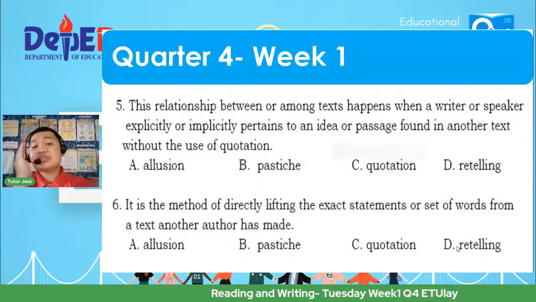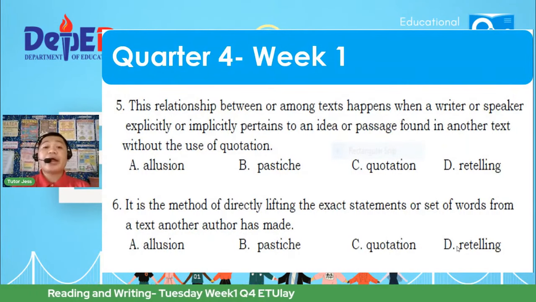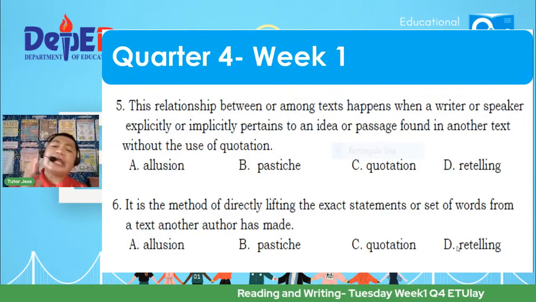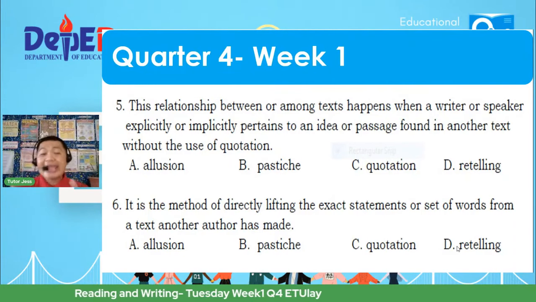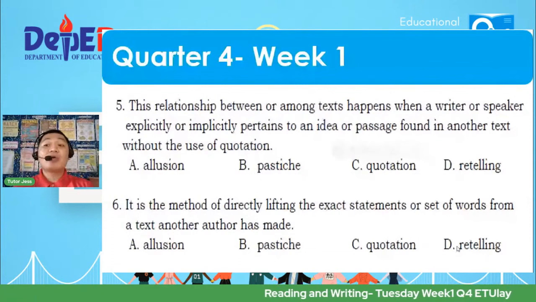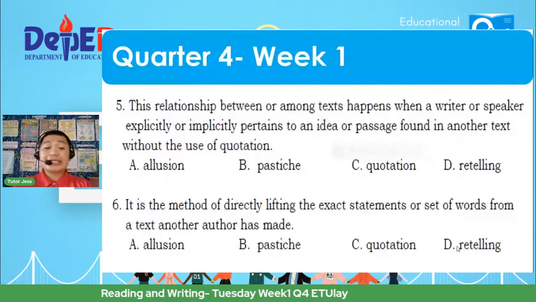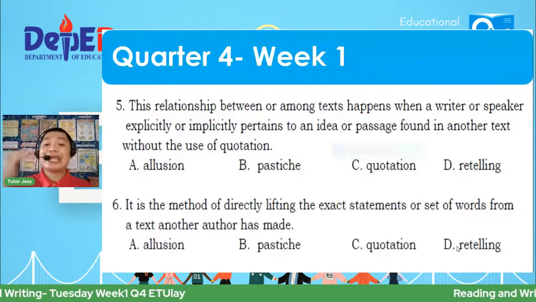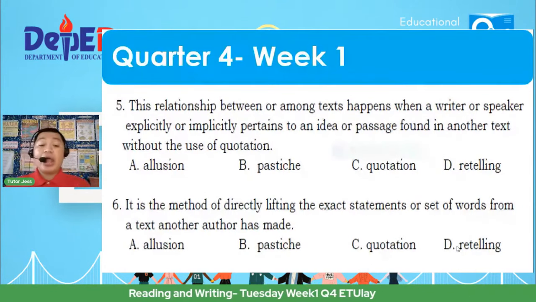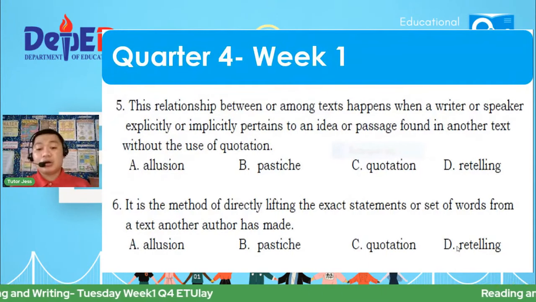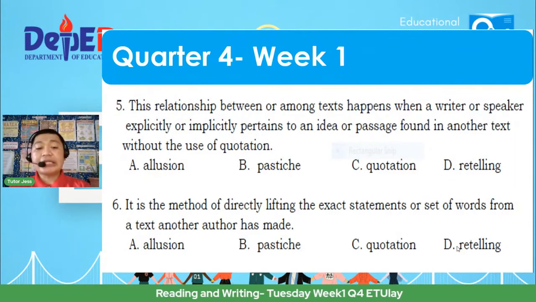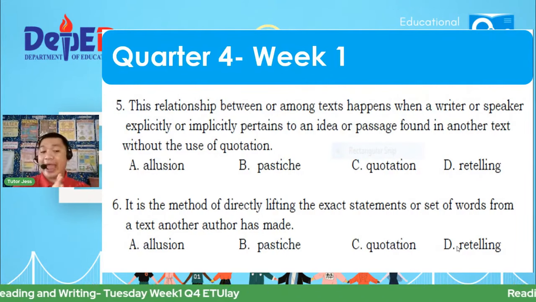Number 5 and 6. This relationship between or among texts happens when a writer or speaker explicitly or implicitly pertains to an idea or passage found in another text without the use of quotation. A. Allusion. B. Pastiche. C. Quotation. D. Retelling. Okay. Number 6. It is the method of directly lifting the exact statements or set of words from a text another author has made. A. Allusion. B. Pastiche. C. Quotation. D. Retelling. Okay, saan dito? Ano ang ating mga answers for number 5 and 6?